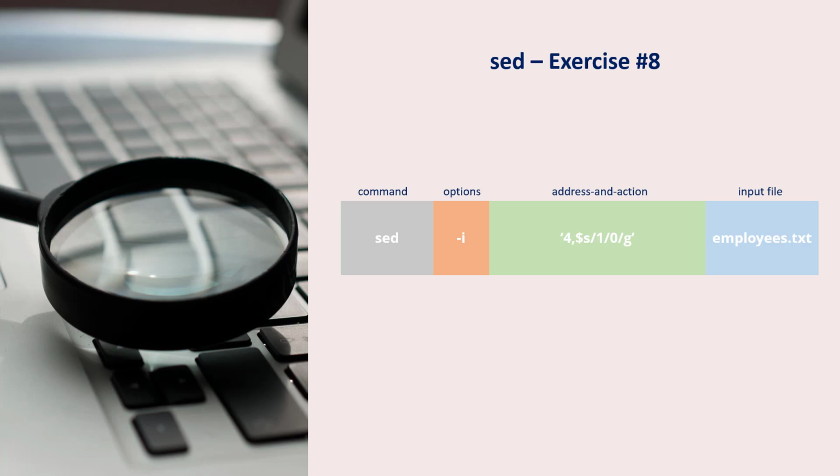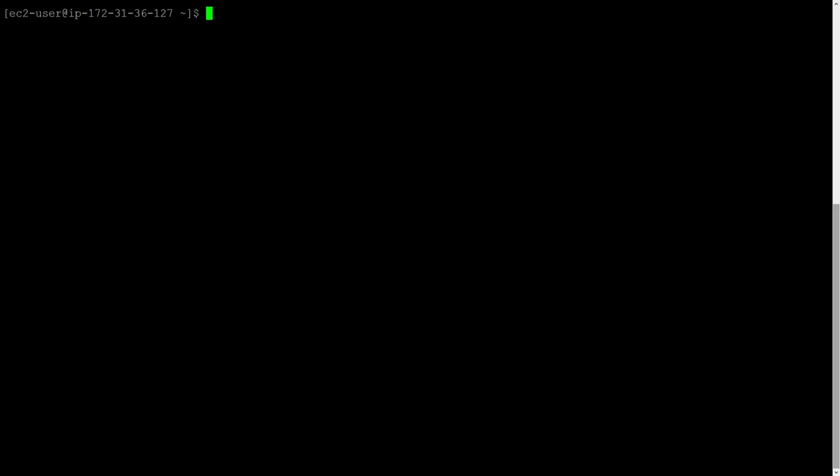There is one more thing we are doing different here. Instead of simply saying s, we start with 4,$s. So here we bring in line addressing also into the mix. So now sed will consider only the lines 4 through 6 for substitution. Let's try this out now.